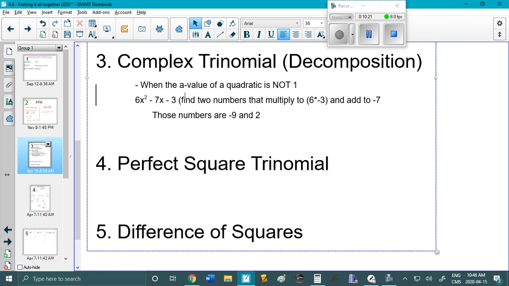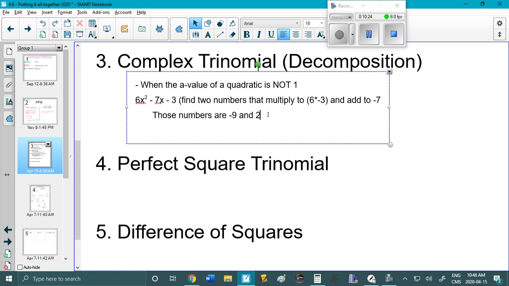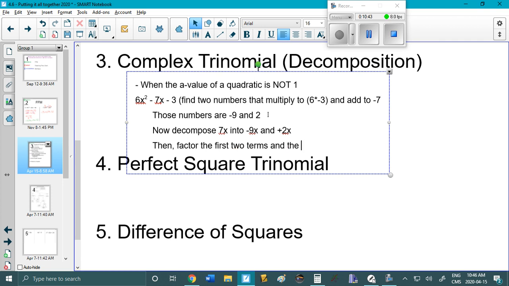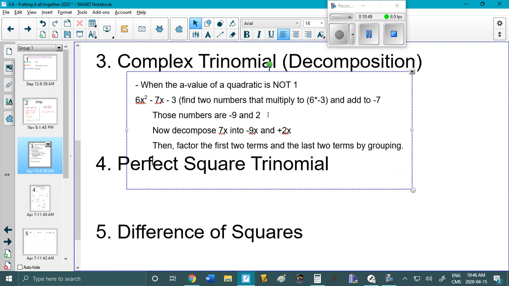What is happening? Oh, I see. I have like a separate text box within the text box. Now, decompose negative 7x into negative 9x and positive 2x. Then factor the first two terms and the last two terms by grouping. Finally, factor out the common factor in brackets. And then you're done.